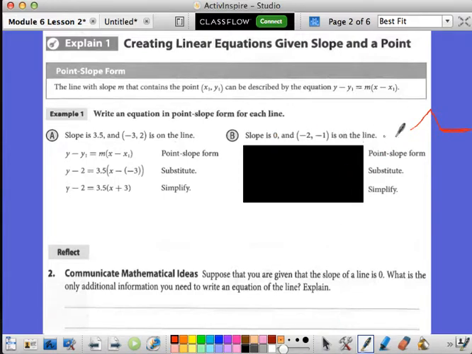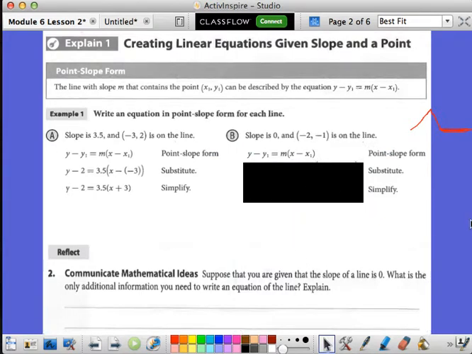Right? So then in this case, to put it in point slope form, we're just going to substitute our pieces. So point slope form is y minus y1 equals m times the quantity x minus x1. So I substitute my numbers in. So I have y minus -1, because that's my y, equals 0, which is my slope, times x minus -2.